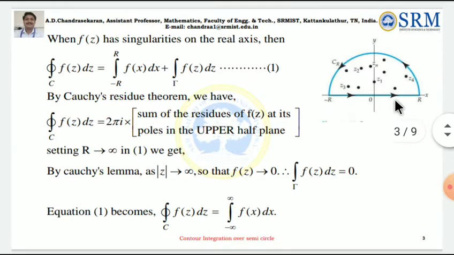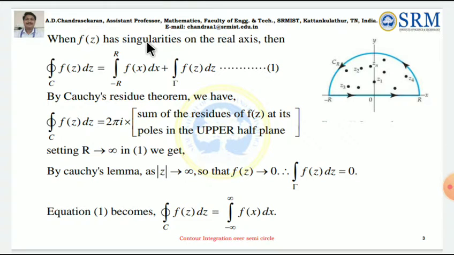That is when the function f of z has singularities off the real axis alone. What does the real axis mean? This is the real axis, right? Here x is the real axis. What does x equal to 0 represent? The y axis. X equal to 0 represents the y axis.